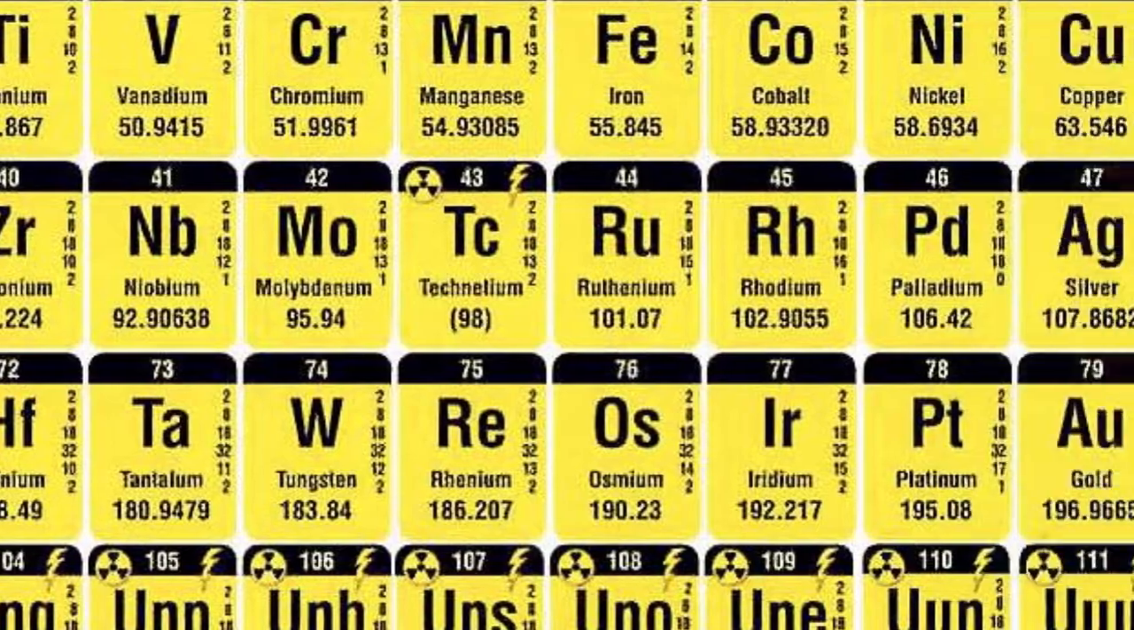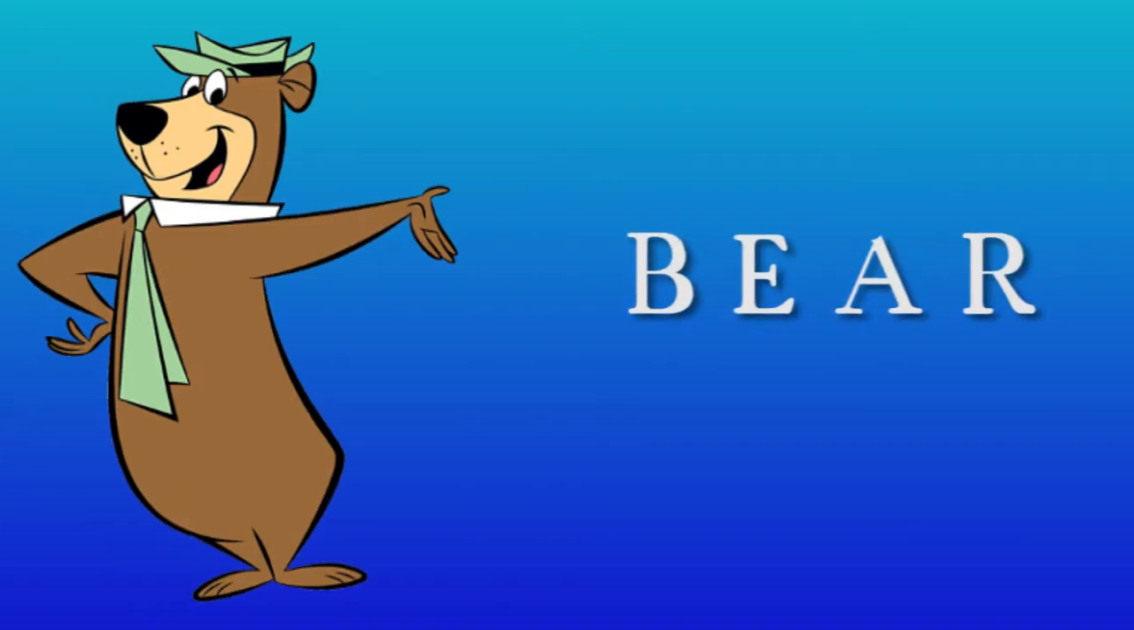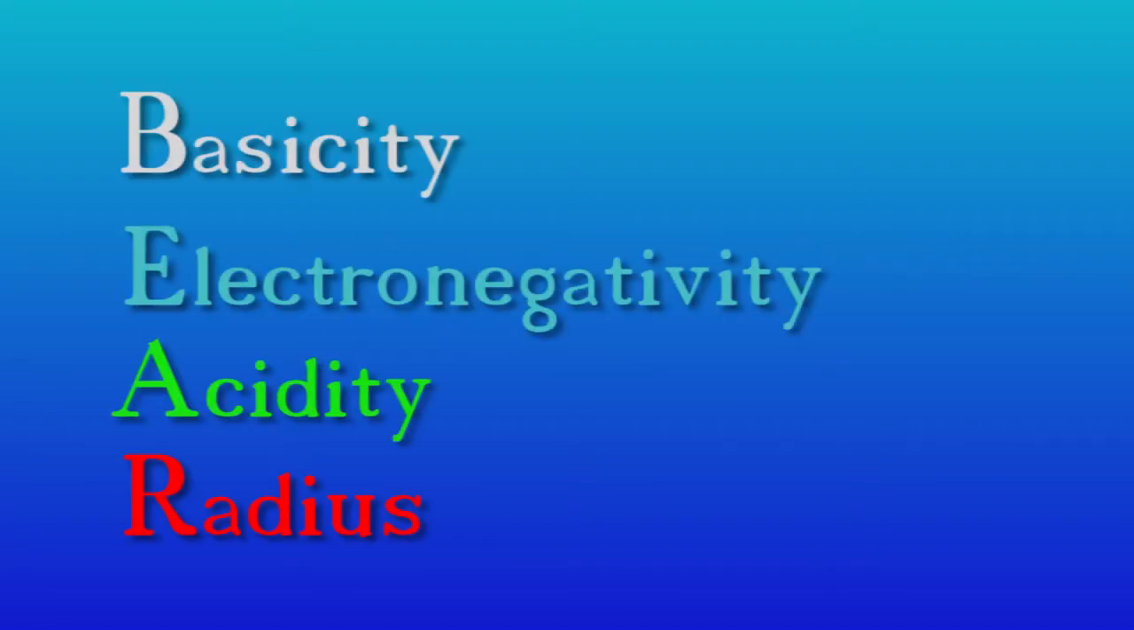While the periodic table has tons of trends, the one we'll be focusing on will be B.E.A.R. No, not the one who lives in Jellystone Park stealing picnic baskets. I'm talking about B.E.A.R. Basicity, electronegativity, acidity, and radius.